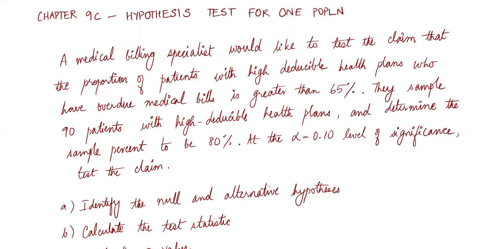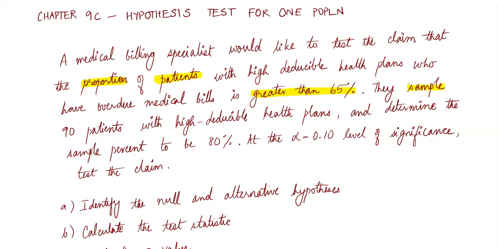Okay, let's go back and understand this question. It sounds a little high sounding, so let's see. A medical billing specialist would like to test the claim that the proportion, okay, we got a hint there, that the proportion of patients with high deducible health plans who have overdue medical bills is greater than 65%. Okay, so the proportion of these patients who have this particular plan have overdue medical bills, and they found that the proportion of such patients was more than 65%.